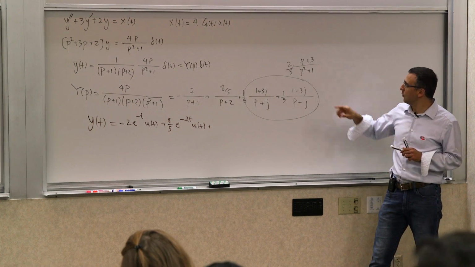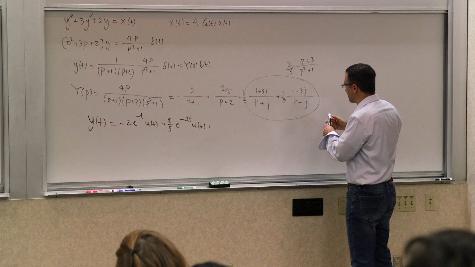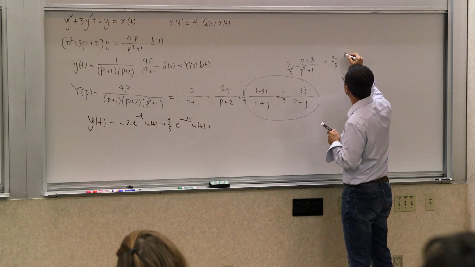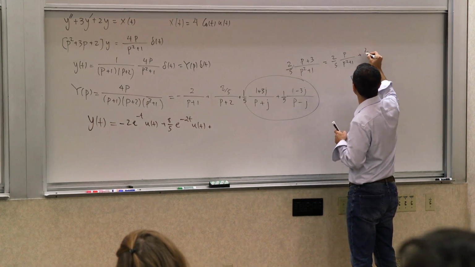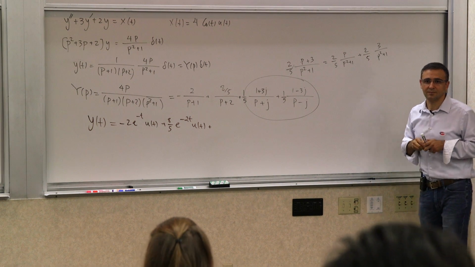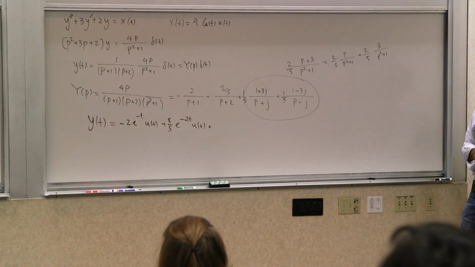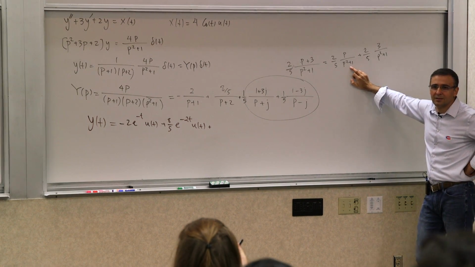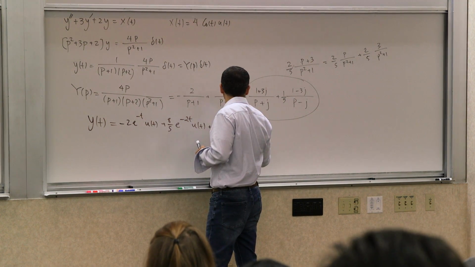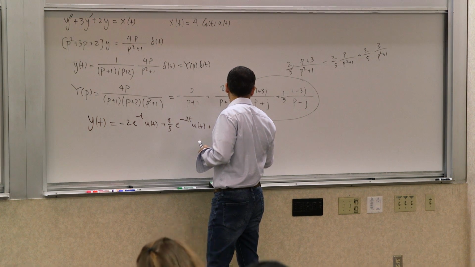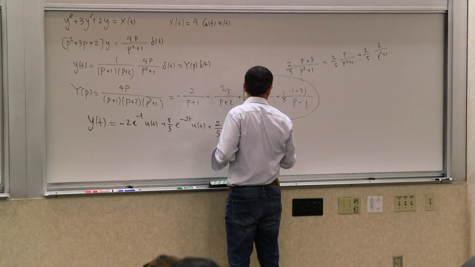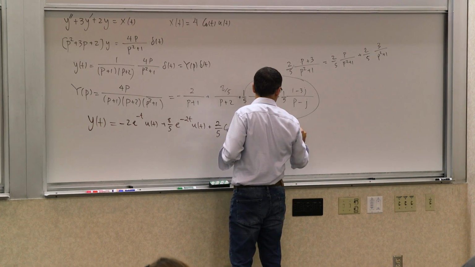Right? So how do I write that? I can also expand this slightly differently. I can write 2/5 as two terms: p over p squared plus 1, plus 2/5 times 3 over p squared plus 1. Now it should be easier to use the catalog. So what is the catalog entry for this one? 2/5 cosine of t u of t plus 6/5 sine of t u of t.